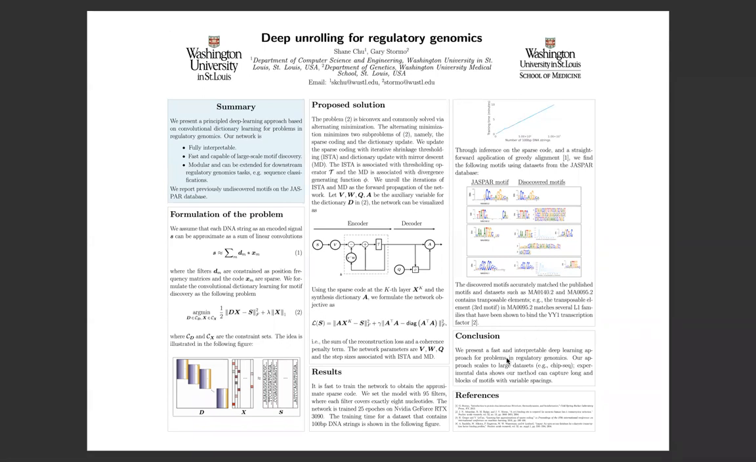So in summary, we present a fast and interpretable deep learning approach for problems in regulatory genomics. This is based on the unrolled version of the convolutional dictionary learning problem. And our approach scales, and the experimental results show that we find not only the published motifs, but also additional motifs that correspond to transposable elements, and we also find some motifs that we can characterize with variable spacing in between them.